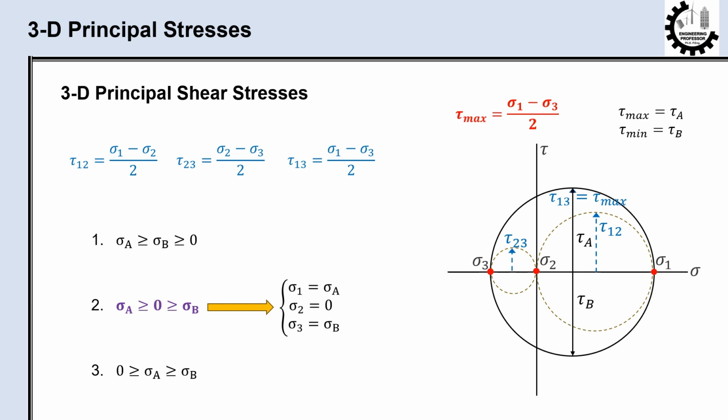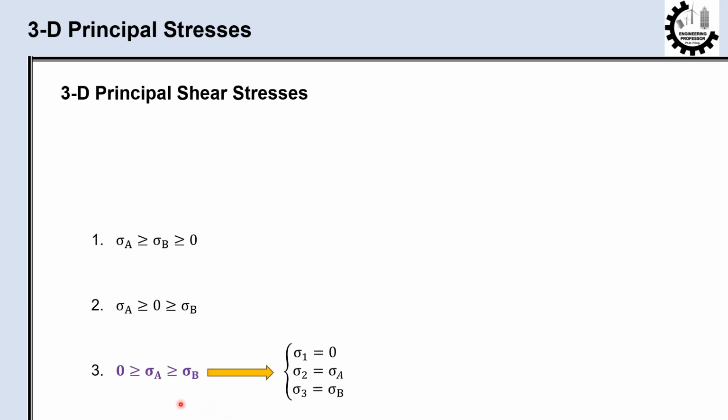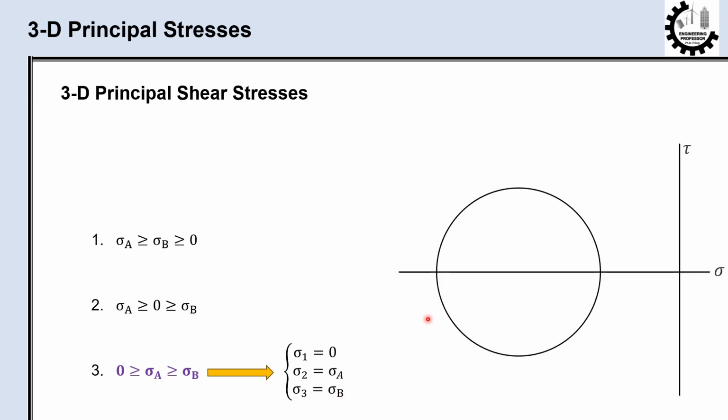And finally, case 3 is when both sigma A and sigma B are negative. This resulted in sigma 1 equals 0, sigma 2 equals sigma A, and sigma 3 equals sigma B. Similar to previous cases, we draw the three circles. And again, the circle with sigma A and sigma B is plotted in black.